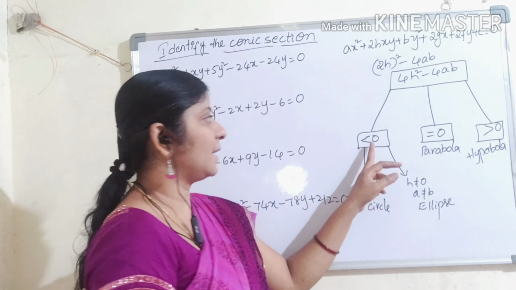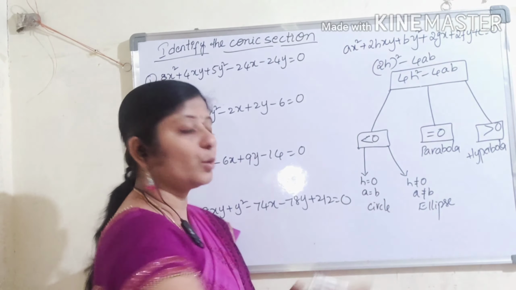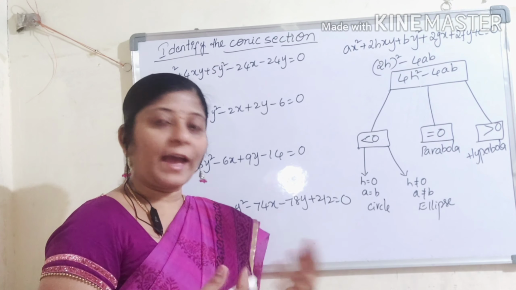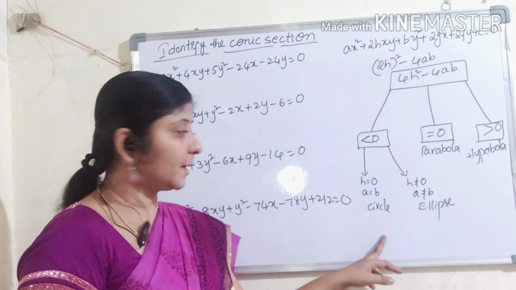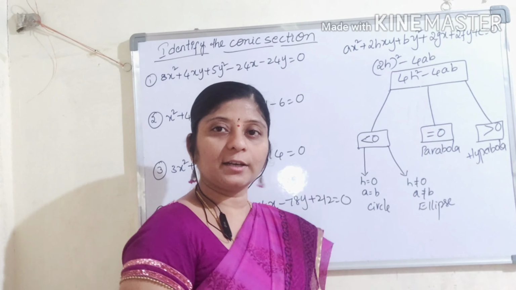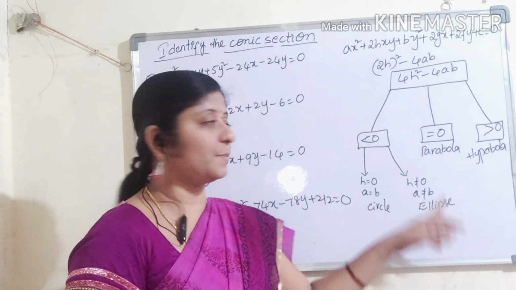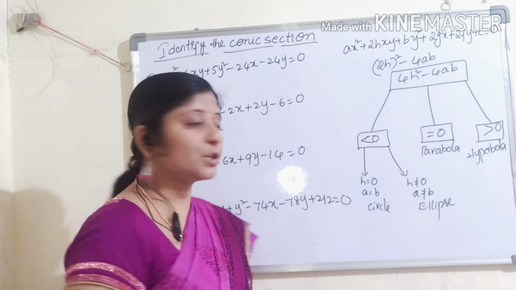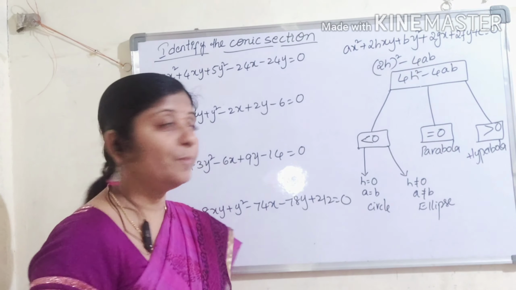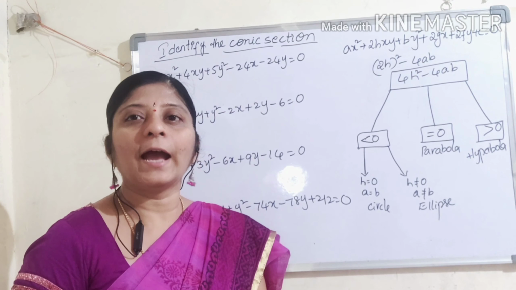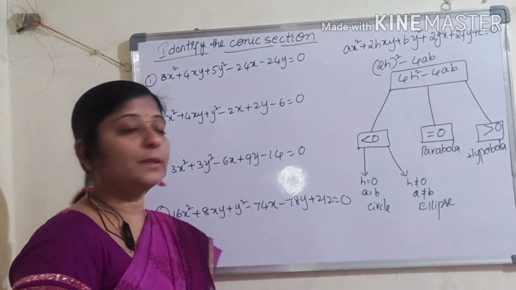If this one is less than 0, again two cases arise. If the xy coefficient vanishes, then it becomes a circle. If the xy coefficient is not equal to 0 and a not equal to b, we can say that one is an ellipse. If that value is equal to 0, we can say this is a parabola. If that value is greater than 0, we can say that one is a hyperbola. Let us see the problems.